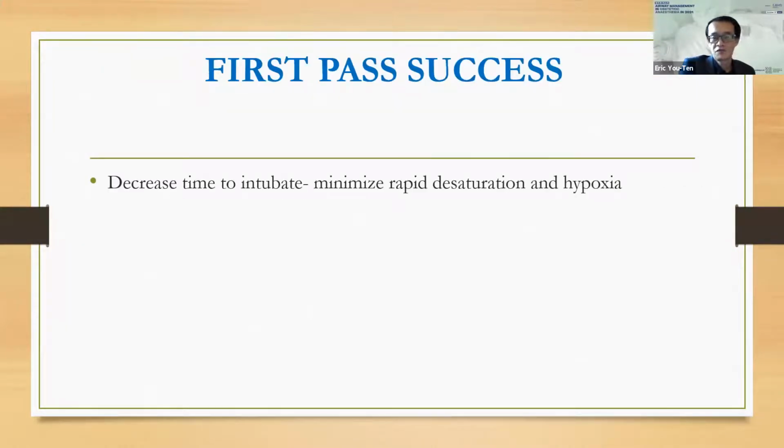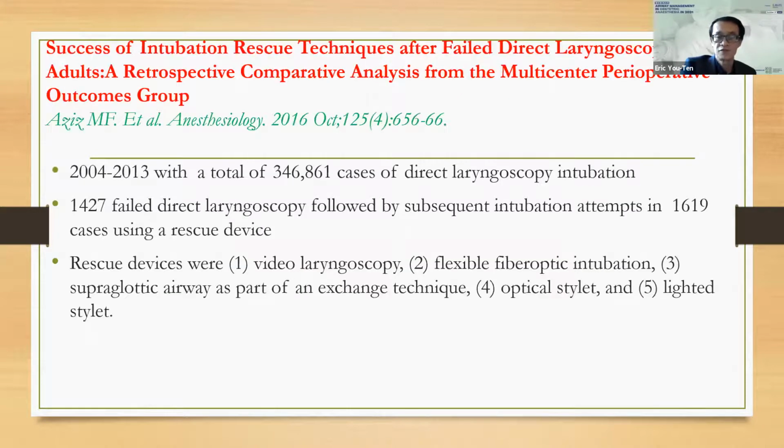So how do we increase our chance of first pass success? I think some of the audience has brought up this question. It is important to have a first pass success, as Mary mentioned, because the faster you can secure the airway, the more it will minimize the time for rapid desaturation and maternal and fetal hypoxia. The question is, what is the best technique for this? I think many of you know that the role of video laryngoscopy has changed many of the approaches. This is highlighted from a non-pregnant population analysis by Michael Aziz, looking at rescue techniques in a multi-center study, looking at over 346,000 direct laryngoscopy intubations.